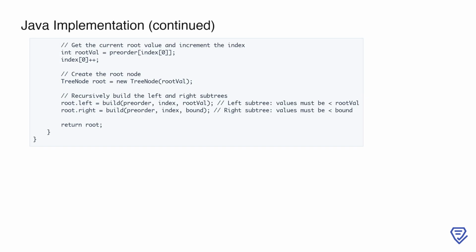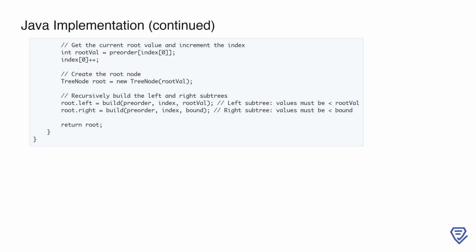In the build method, the first step is to retrieve the current value from the preorder array using the index pointer and then increment the pointer to move to the next element. This value becomes the root of the current subtree. We create a new tree node instance for this root. After that, we recursively construct the left and right subtrees.